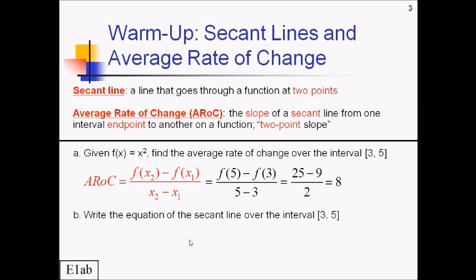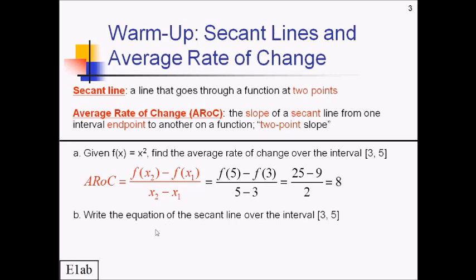A follow-up question. Write the equation of the secant line over the interval from x equals 3 to x equals 5. And just for consistency's sake, go ahead and use 3 as your x value on this. All right, let's see how that went.